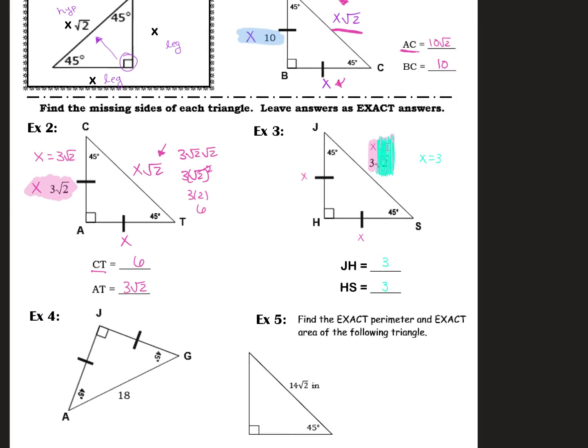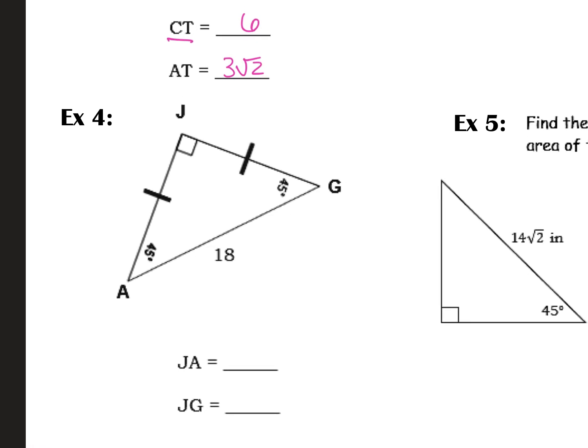All right, perfect. Now moving on to question 4. I'm going to get x radical 2. This one's going to require a little bit of work. So x radical 2 is going to equal 18. I'm going to divide by a radical 2 on both sides. Cancels out here. So I get x equals 18 over radical 2.